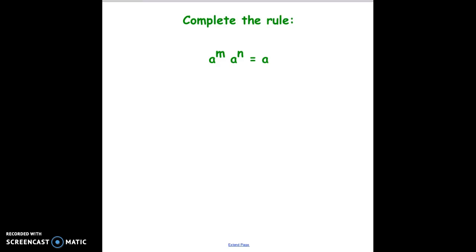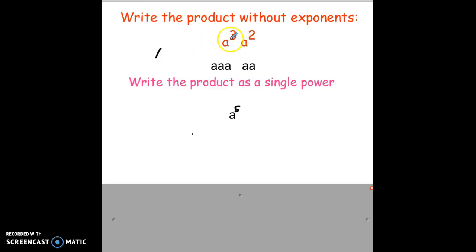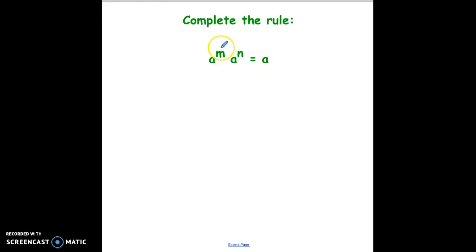So let's see if we can come up with a rule. Here, I've got a cubed times a squared, and that gave me a to the 5th. I want to figure out a way to go from this at the top to this at the bottom without doing all this in the middle. So when I have a to the m power times a to the n power, I can just take those two pieces and add them together. So that's a to the m plus n.